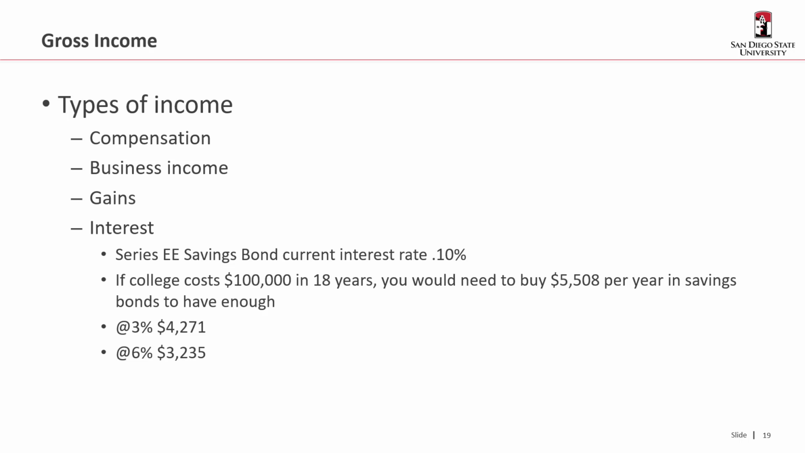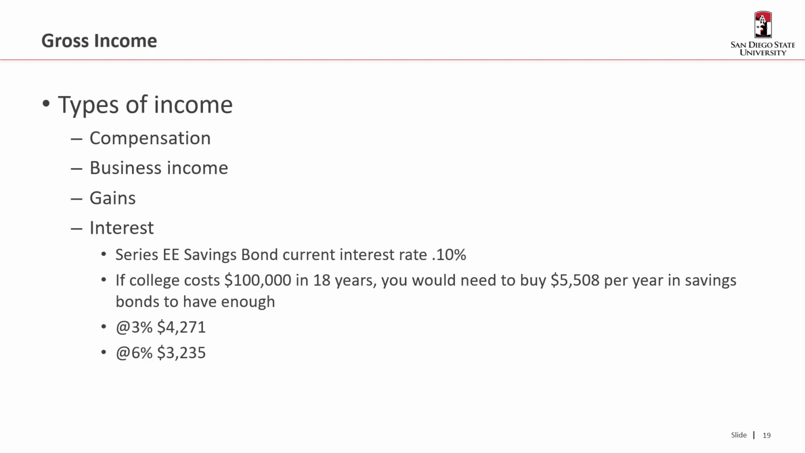But first I want to point this out about interest, because it seems like no matter what tax textbook I look at, it always covers this particular topic, which is these wonderful U.S. savings bonds. So the current Series EE savings bond interest rate is 0.1%.